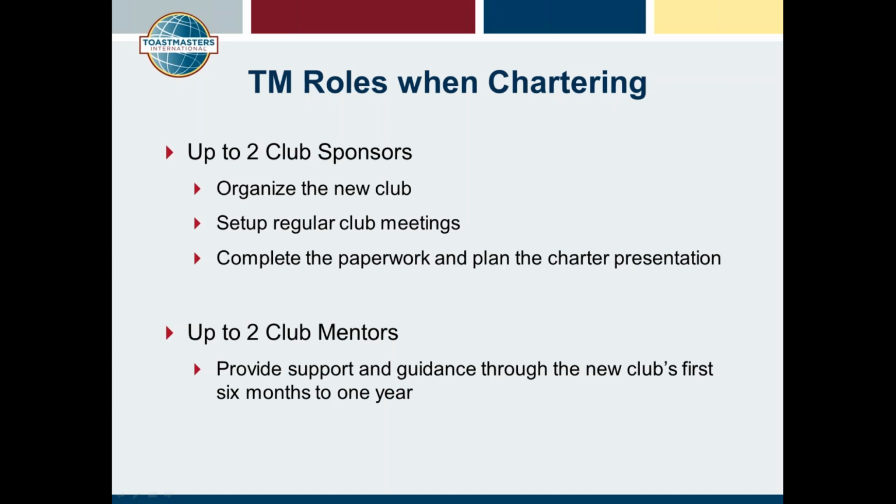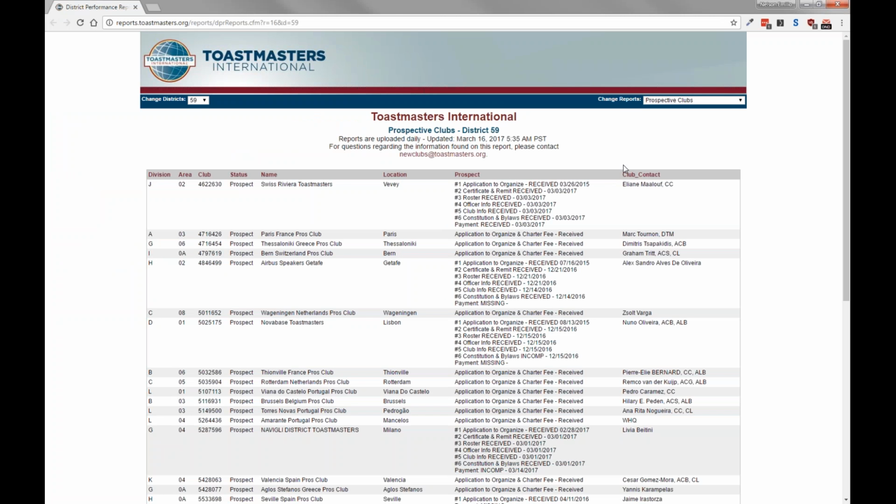But let me show you here in our dashboard, we have a report where you can see all the clubs that are in the prospect phase. And you can see, for example, that in this club, basically the club has already finished the process, so the payment was received. Now what we need to do is wait for the confirmation that the club is already chartered. But as another example, this is a corporate club, Airbus, and for this club the payment is missing.